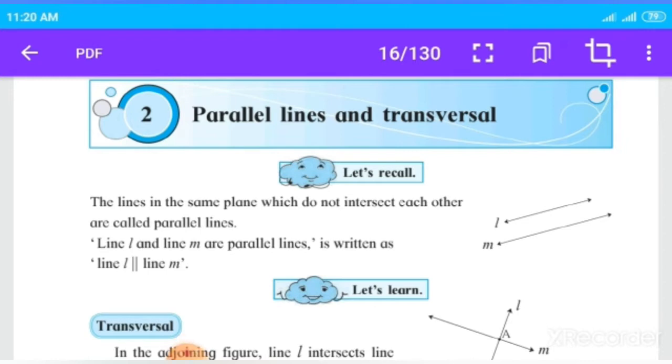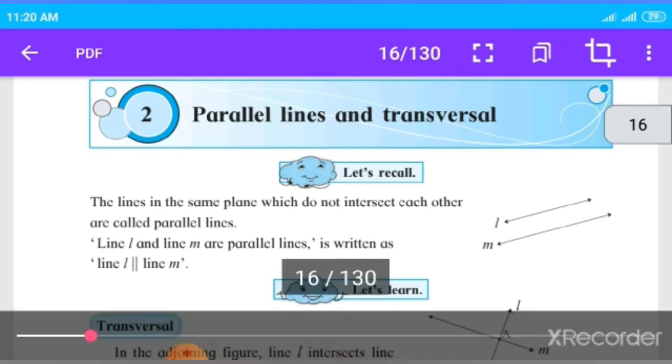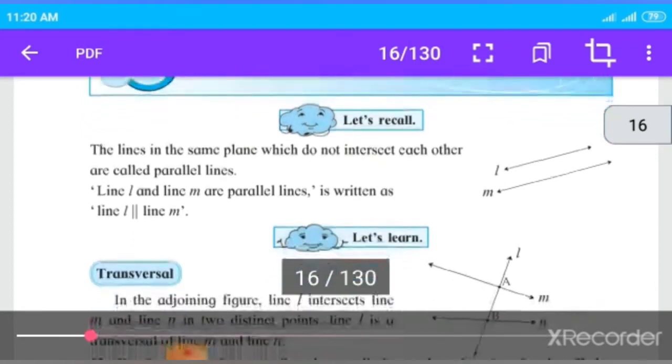Today we started with parallel lines and transversal. Let's recall there are two lines, line L and line M. Line L and line M are parallel lines, written as line L parallel to line M.